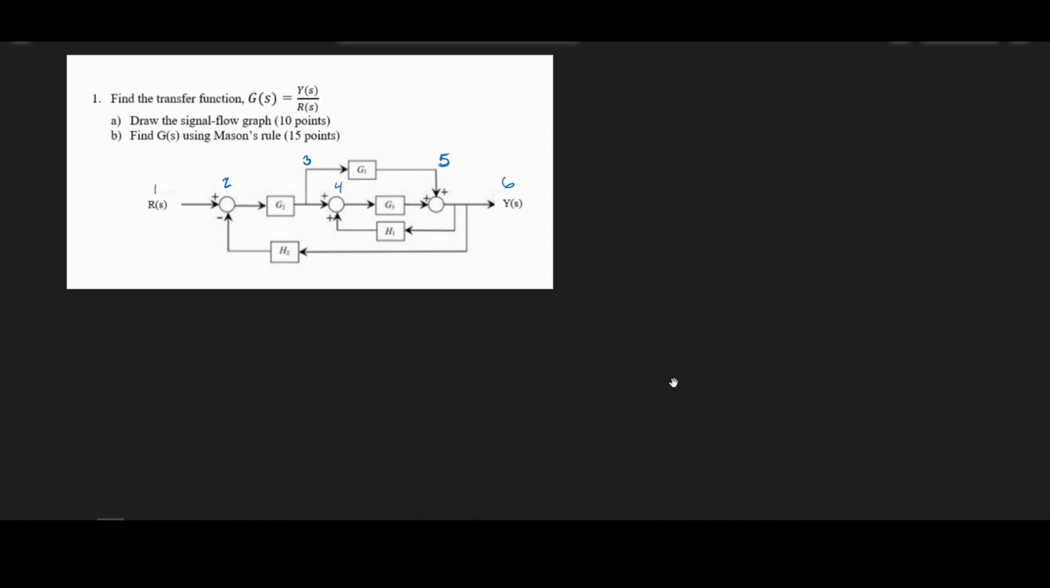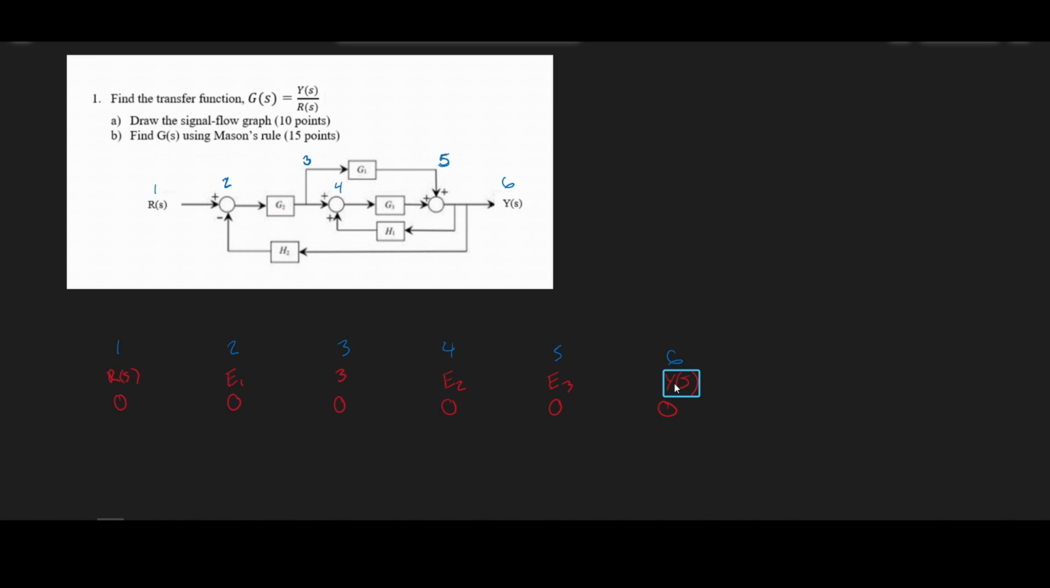And we'll start drawing the signal flow graph. We got 6 nodes, so we'll draw these out, and I like to go ahead and label them. Got R of S input. Call the first summer E1. We'll call this node just 3. We got the second summer here, the third summer, and this is Y of S, the output.